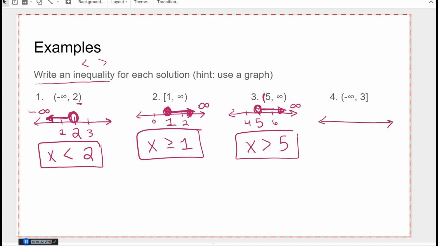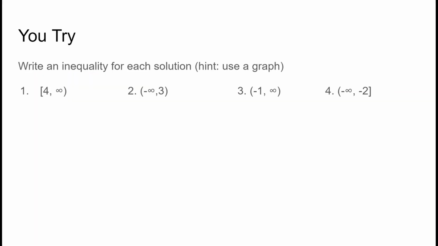Last one, I know it's going towards negative infinity and stopping at 3. Bracket means a closed circle on that number, and it's going in this direction. So I know that it's going to have an x and a 3, it's going in this direction, and a closed circle, so that's the inequality. Go ahead and give these a try. Press play when you're ready to see the solution.